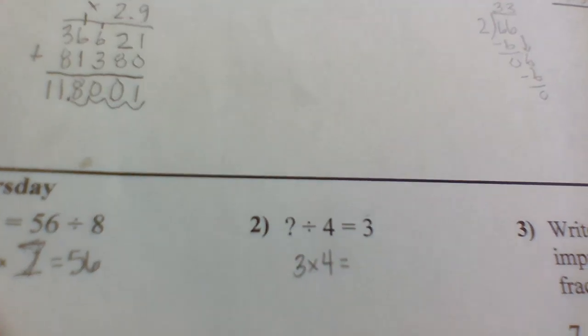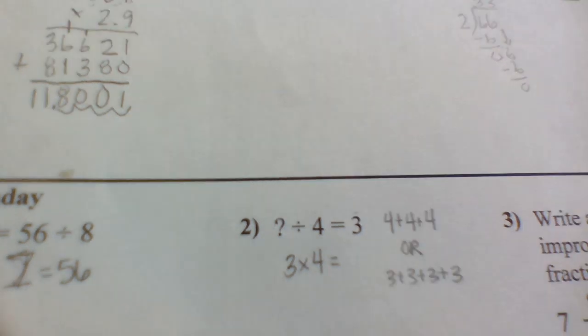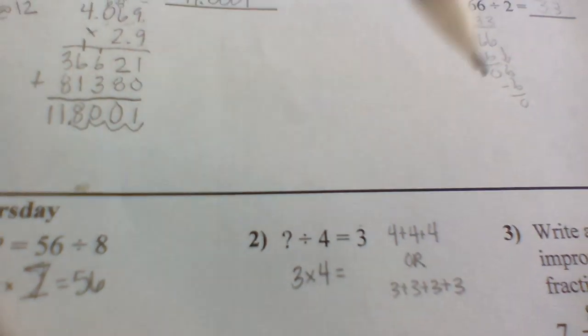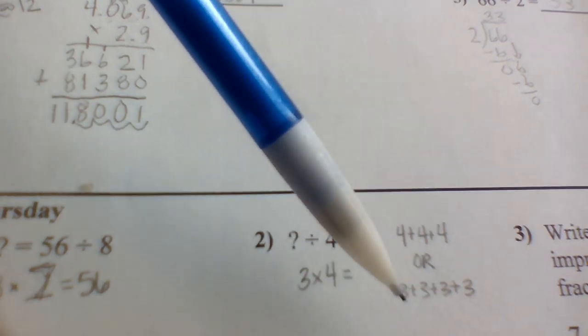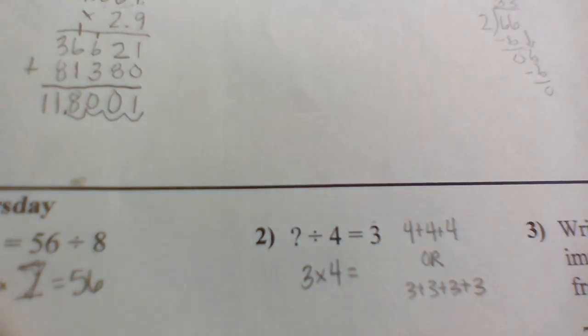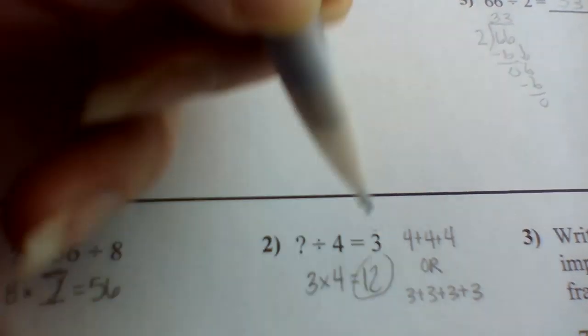Well, again, this should be a basic fact, but if you don't know that, the number sentence, we can use either of these. This is my 3 groups of 4, or this one would be 4 groups of 3. And either way, we're going to end up with 12. 12 is my final answer.